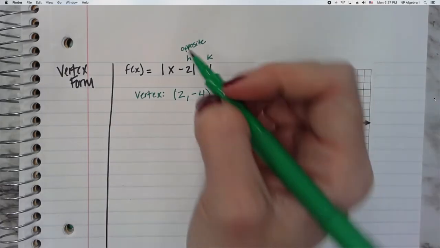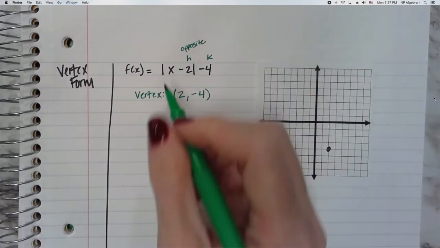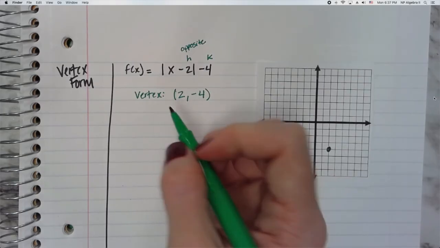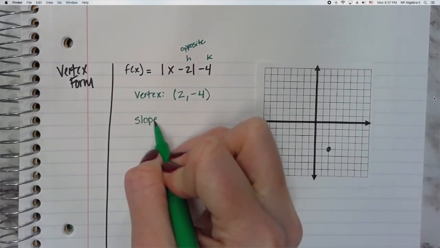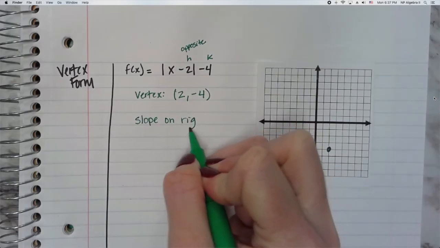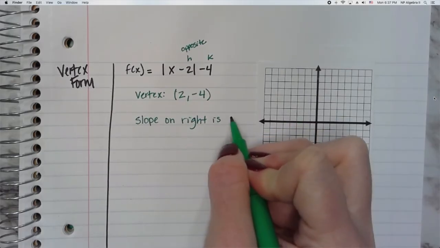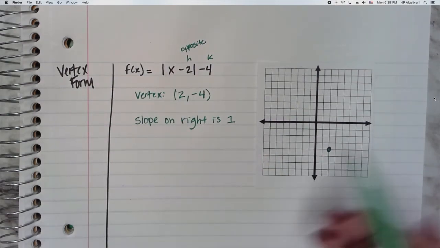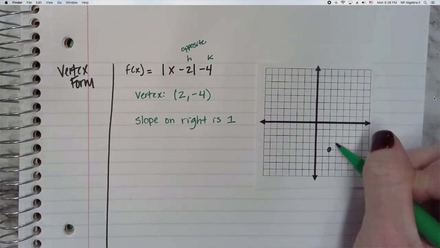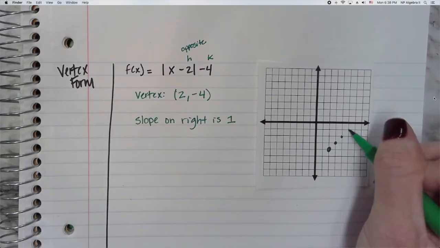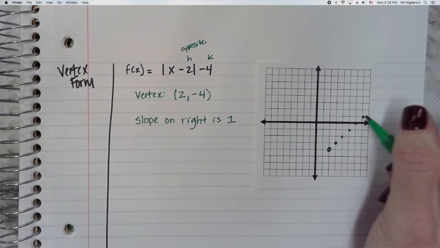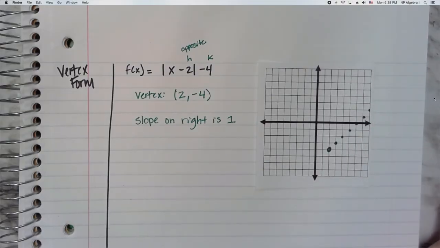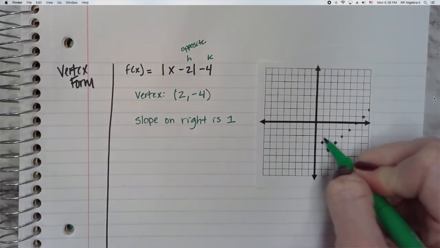Now looking at our slope. Okay, well there is not a number in front of our absolute value. And so the slope on the right for this one is going to be just a +1. There's not a number in front. We could put a 1 and it would mean the same thing. So on the right, we're going to go up 1 over 1, up 1 over 1, until we run out of space on the coordinate plane. And then mirror it to the left.